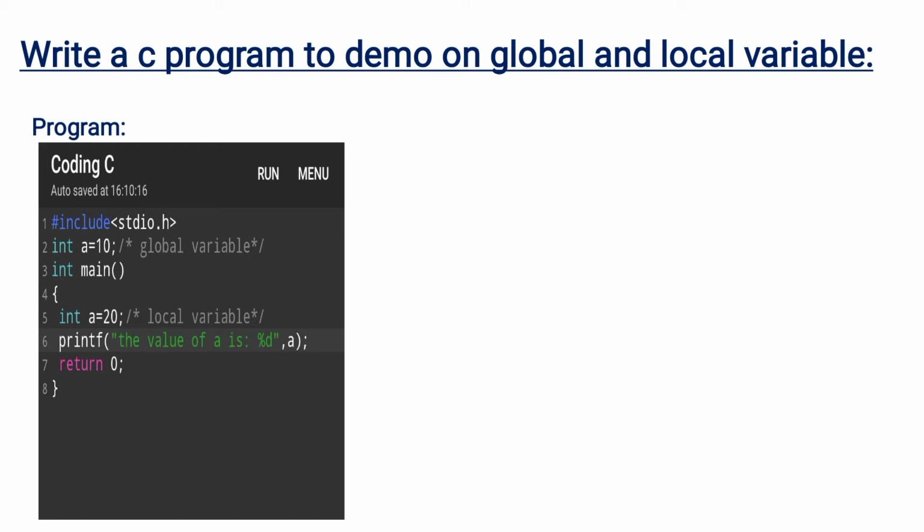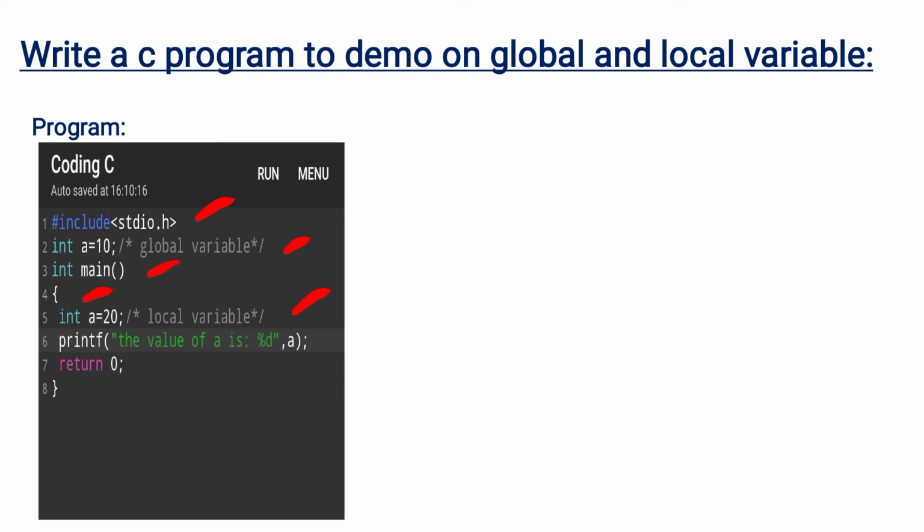Observe this. #include <stdio.h>, int a = 10. Here int a = 10 is declared before the main function, outside of the main function. So this a = 10 is called a global variable. Then I start the main function, the block represented by the opening brace. Inside the main function, I created int a = 20. Since this variable is created inside the main function, it is called a local variable.